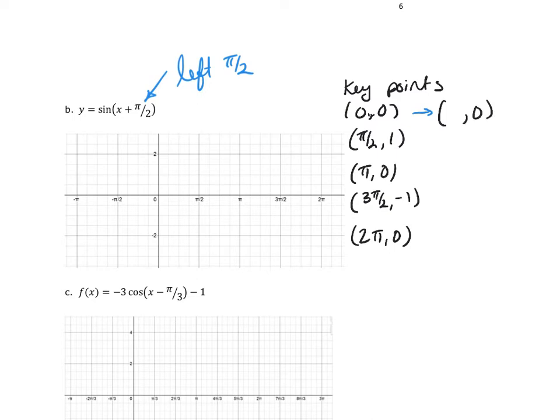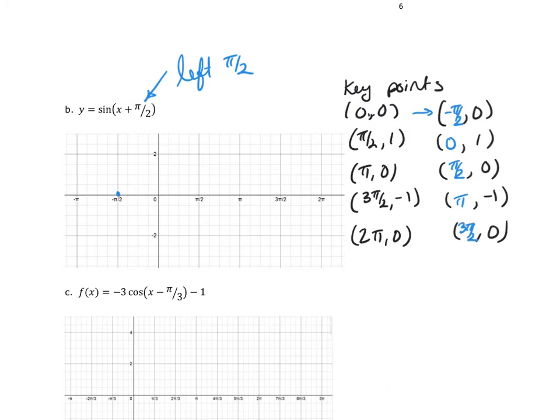So I still have the output of 0, still have the output of 1 and 0 and negative 1 and 0. But now this is going to go to negative pi over 2. This is going to go to 0. This is going to go to pi over 2. This is going to go to pi, and this is going to go to 3 pi over 2.